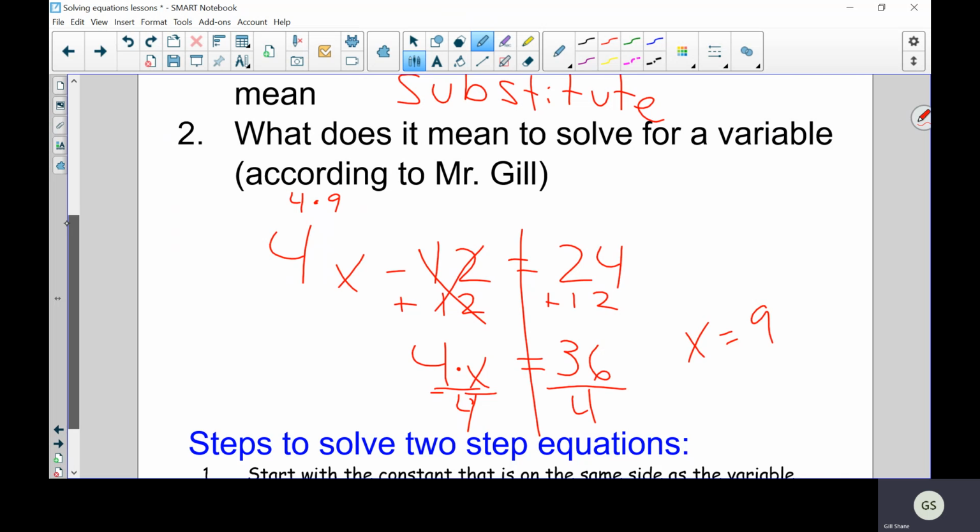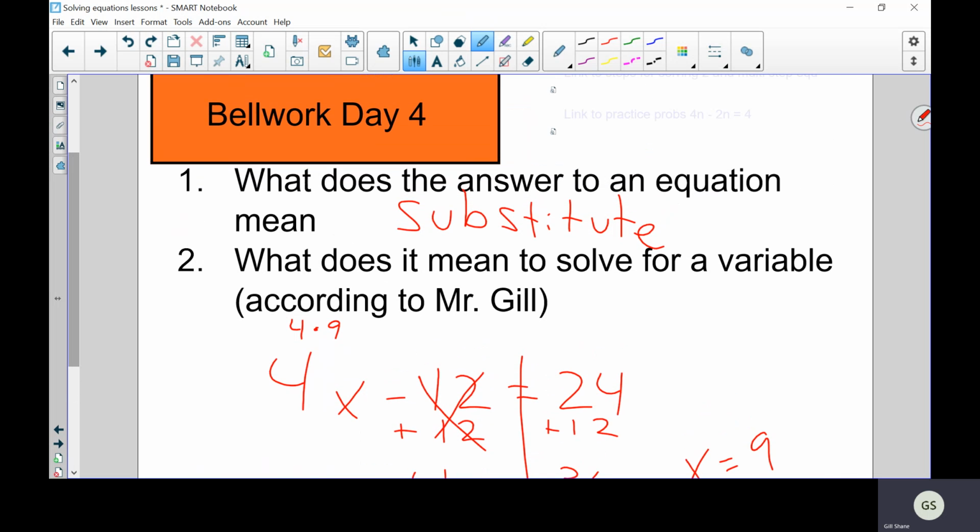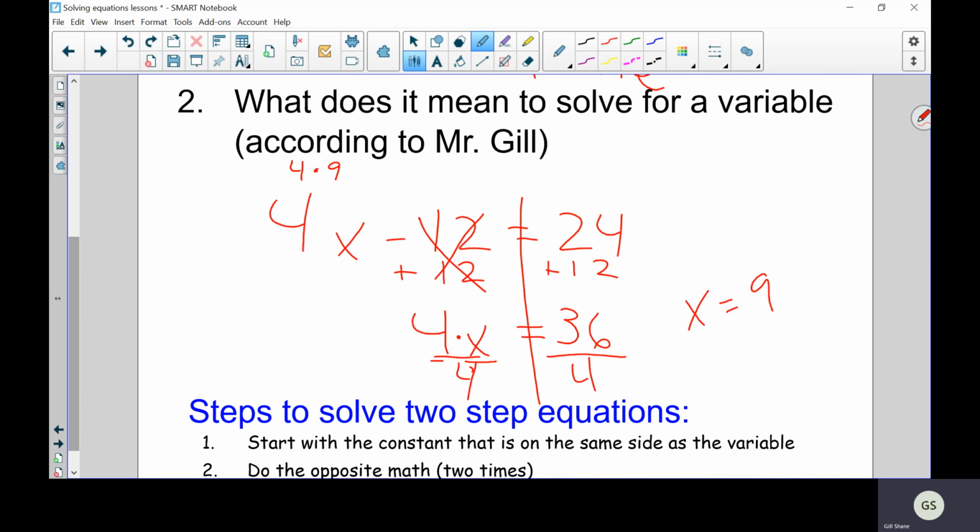What's it mean to solve for a variable? I think most people got that one right. That means you're getting the variable all by itself. Just like down here, when we solved for x, we got x all by itself. We got rid of the 12, and then we got rid of the 4. So all we were left with on the left was x. We got the variable by itself.